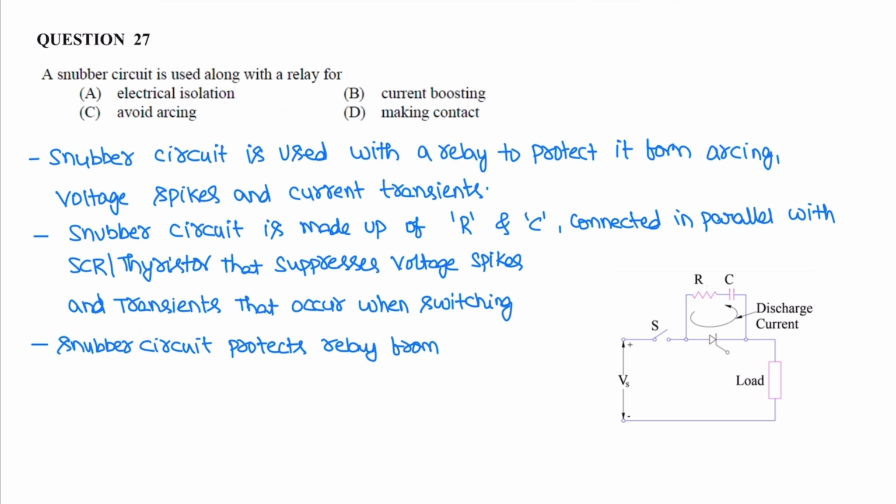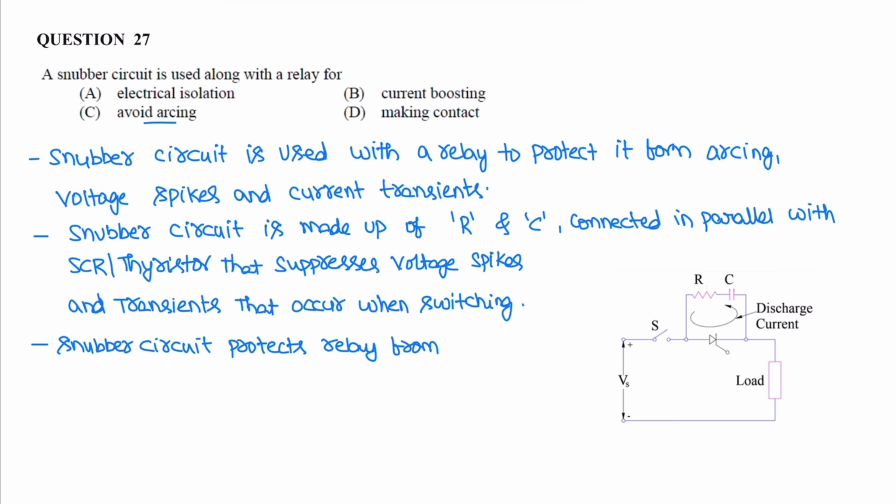Next question. A snubber circuit is used along with the relay to avoid arcing. Let us see the points related to the snubber circuit. A snubber circuit is used with the relay to protect it from arcing, voltage spikes and current transients. It is made up of a resistor and capacitor connected in parallel with the silicon controlled rectifier or thyristor that suppresses the voltage spikes and transients that occur when switching.